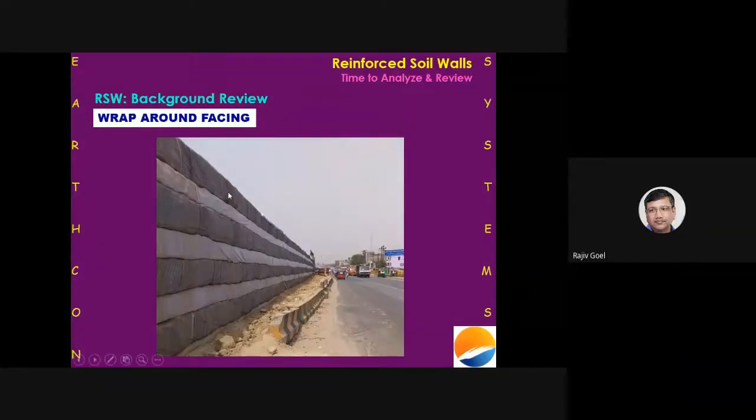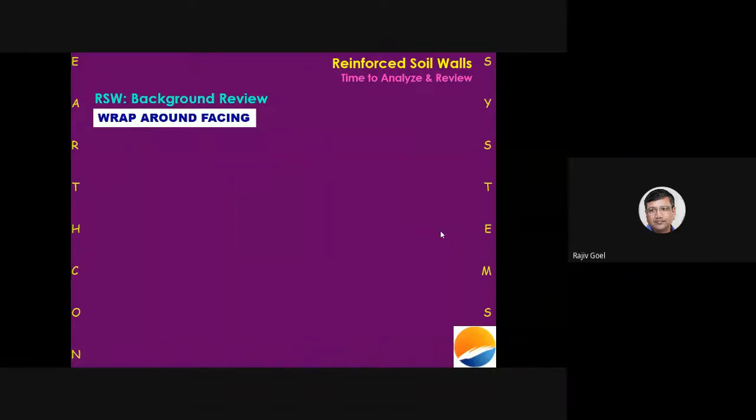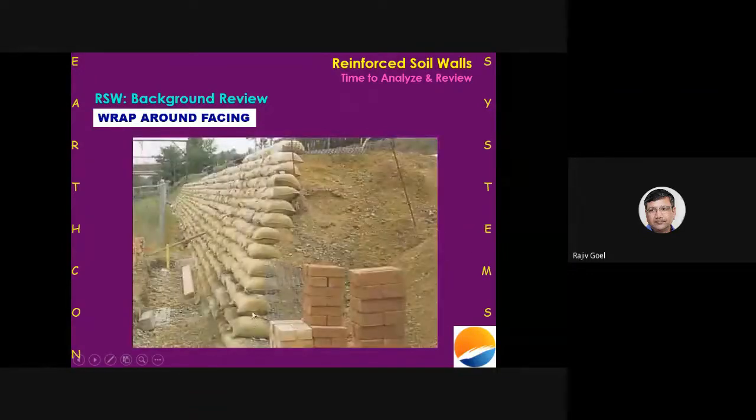So this is more of a temporary construction, which gets buried when you do the carriageway construction in this part. So this is a wraparound fascia. And one more example of the wraparound fascia is that you can use sandbags as the fascia. Because this is a temporary construction, depending on how long you expect these soil bags to last, for that duration you can easily use this as the fascia.